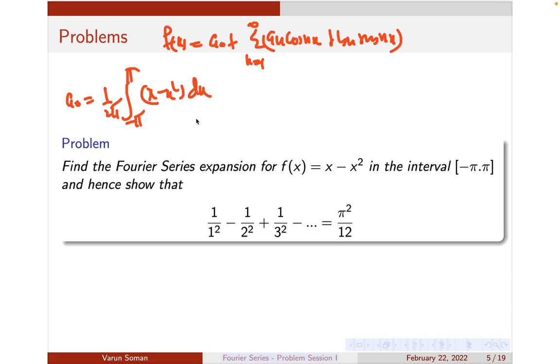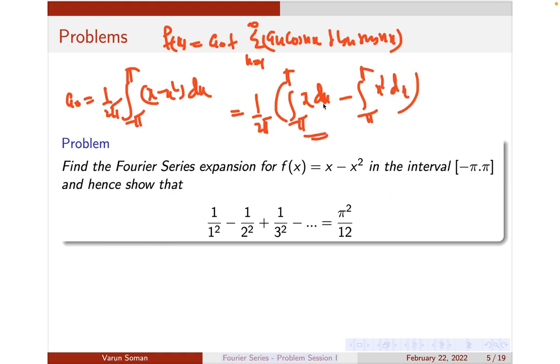Now I will give you another method also. If you consider this integral separate, suppose this is 1 by 2 pi integral minus pi to pi x dx minus integral minus pi to pi x square dx, you can see that this is an odd function, x is an odd function, so the value of this integral will simply be 0, and x square is an even function, so the value of this integral will be 2 times integral 0 to pi. So this is actually minus 1 by 2 pi into 2 times integral 0 to pi x square dx.